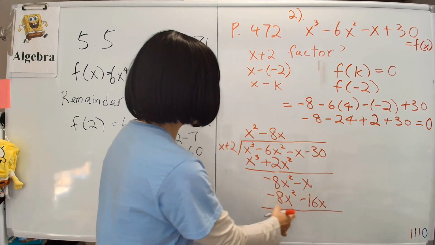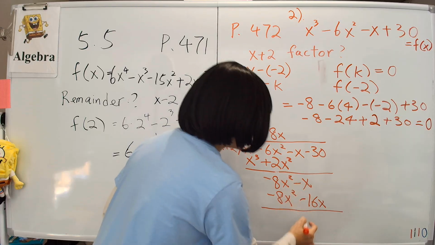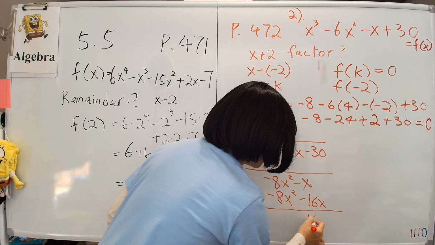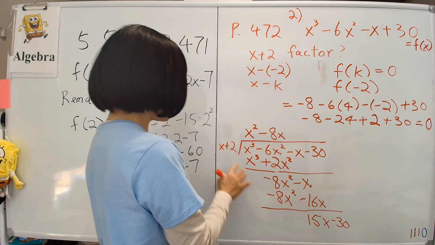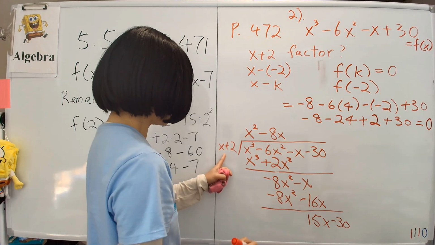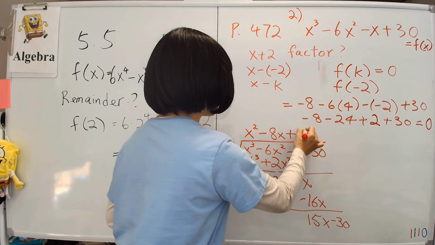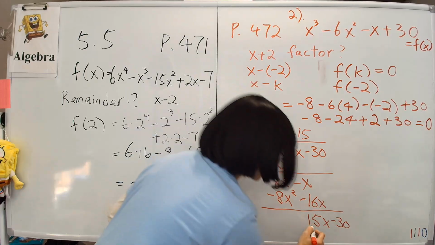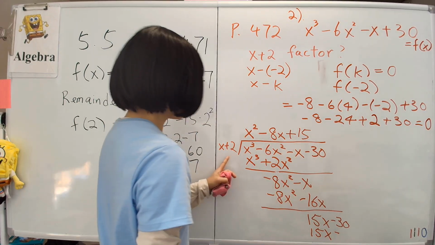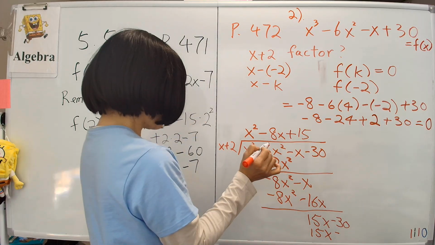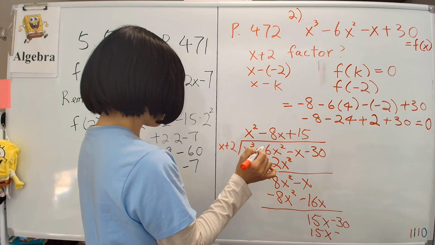Okay, and then do subtraction again. The subtraction becomes 15x minus 30. And then to get there, we have plus 15 times. So that's 15x plus 30. Wait a second. Did I get this right?